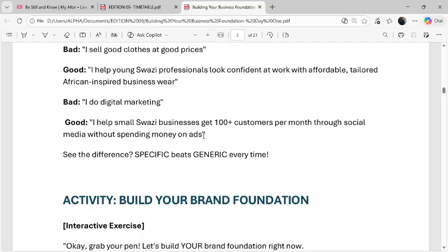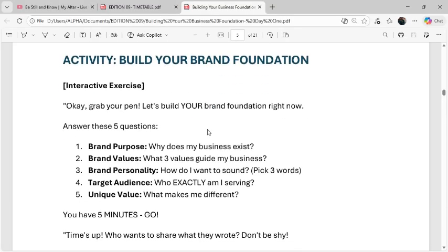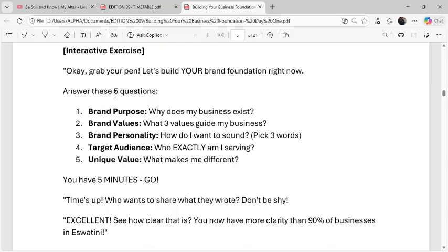Now, I want you, in your spare time, after this class, to look at this thing. I want you to build your own brand foundation. So, you are going to look at what? Your brand purpose: why does your business exist? Brand values: choose 3 that are going to guide your business. And then brand personality: how do I want to sound? Then the target audience: who exactly am I serving? The unique value: what makes me different?